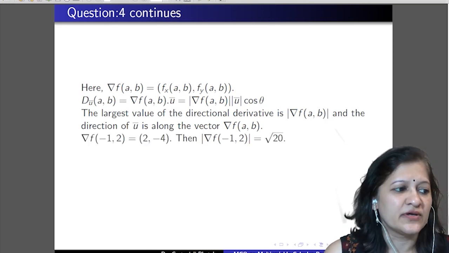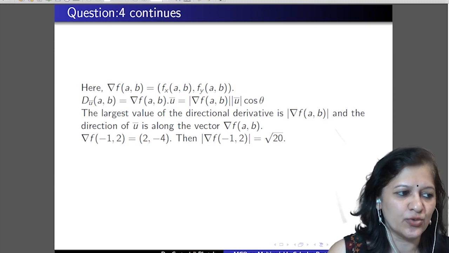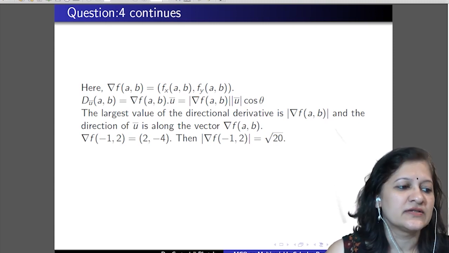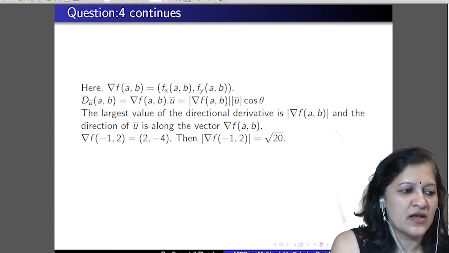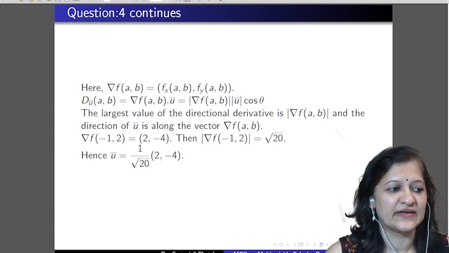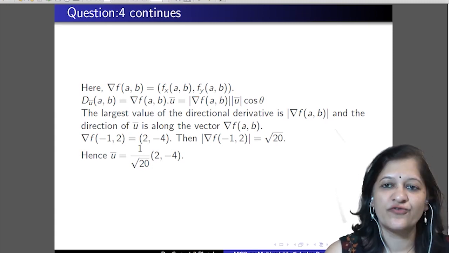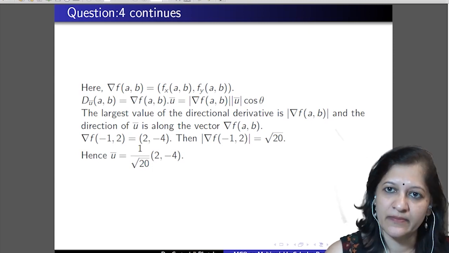Now you find out grad f for the given function. Grad f at (-1, 2) is (2, -4). Then the magnitude of this vector is root 20. We want u bar as a unit vector, so we have to divide that vector by its magnitude. So the final answer is 1 by root 20 times (2, -4).